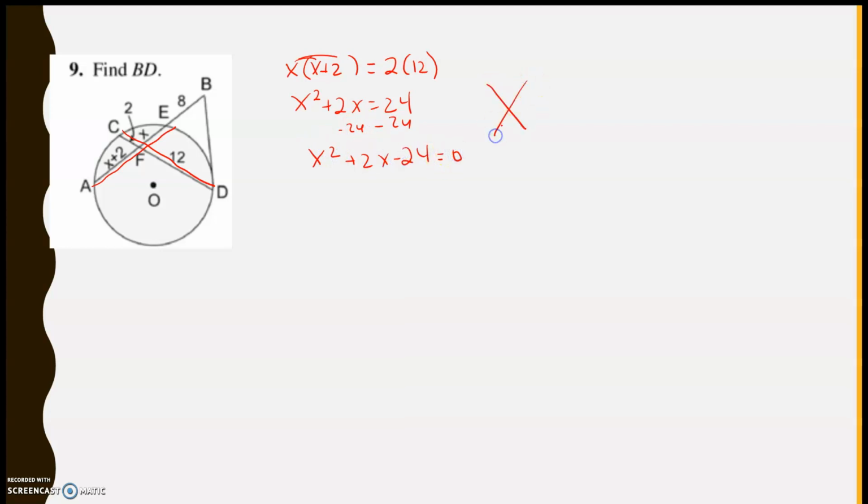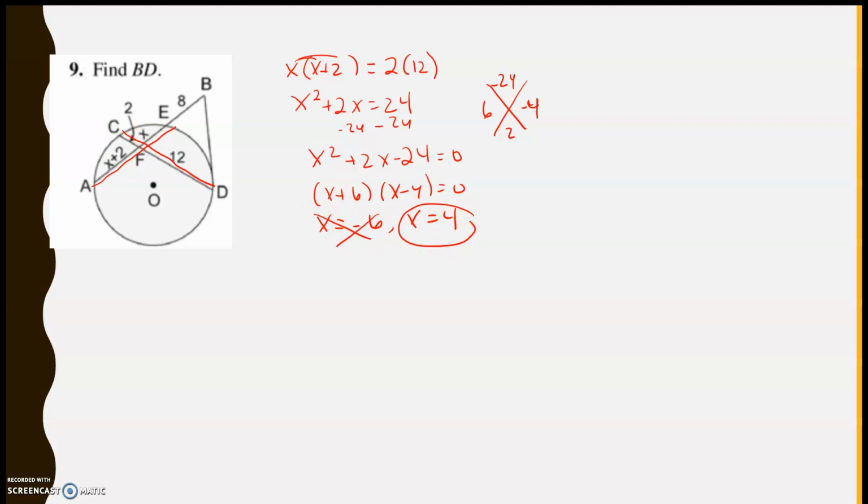Then I want to know what multiplies to negative 24 and also adds to 2. That's 6 and negative 4, which I drop straight into my binomials. I have x plus 6 and x minus 4 equal to 0, which means x is equal to negative 6 or x is equal to a positive 4. I can't use negative 6 because it would give me a negative length, which means x has to equal 4.